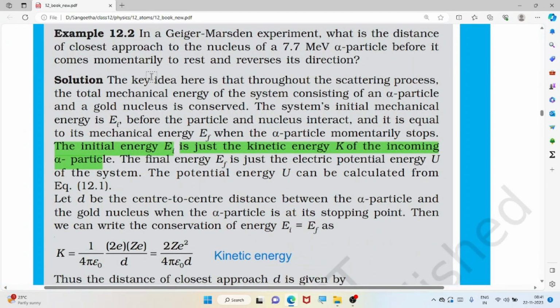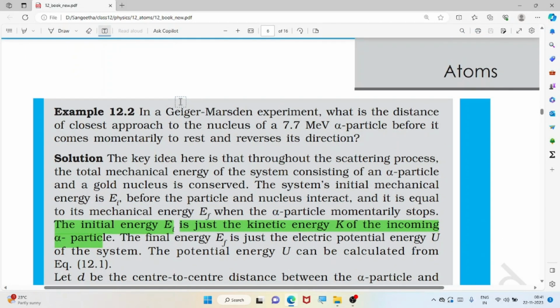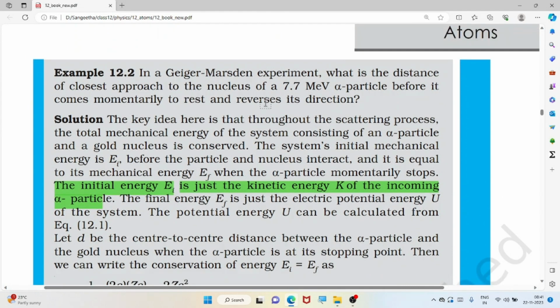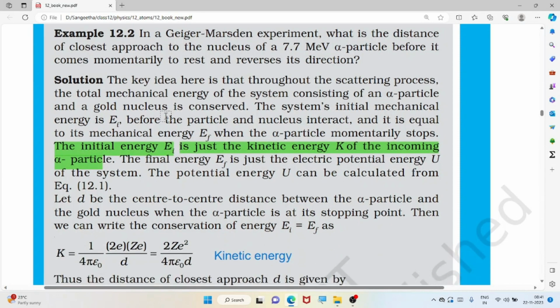In this experiment, what is the distance of closest approach to the nucleus of a 7.7 mega electron volt alpha particle before it comes momentarily to rest and reverses its direction? The key idea here is that throughout the scattering process, the total mechanical energy of the system consisting of the alpha particle and the gold nucleus is conserved. Okay, the energy is conserved.